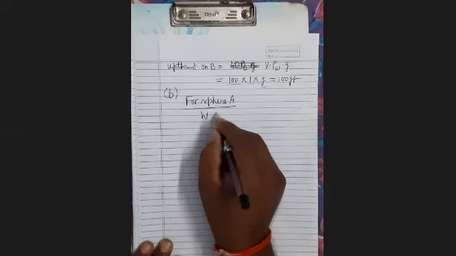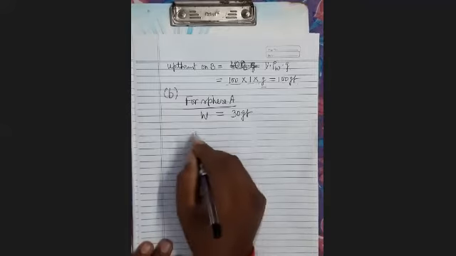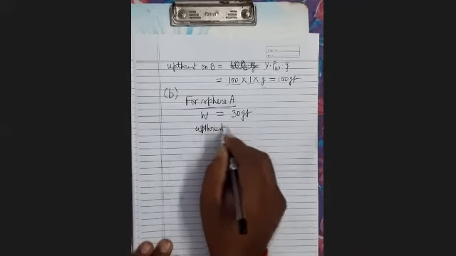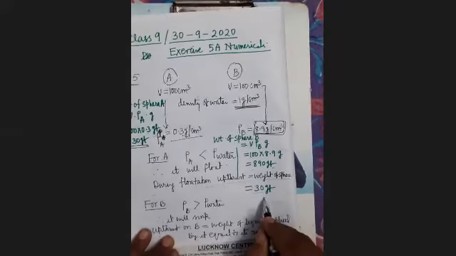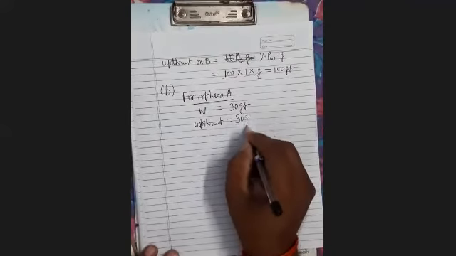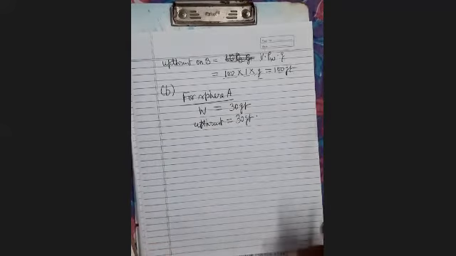But on the basis of, you can see here, for sphere A, what is the weight? Weight is given 30 gram force. What is upthrust? Upthrust you have calculated here, 30 gram force. Upthrust is also 30 gram force. Therefore, it will float. Is it clear? Though already on the basis of density, I have explained. So, no need of that.